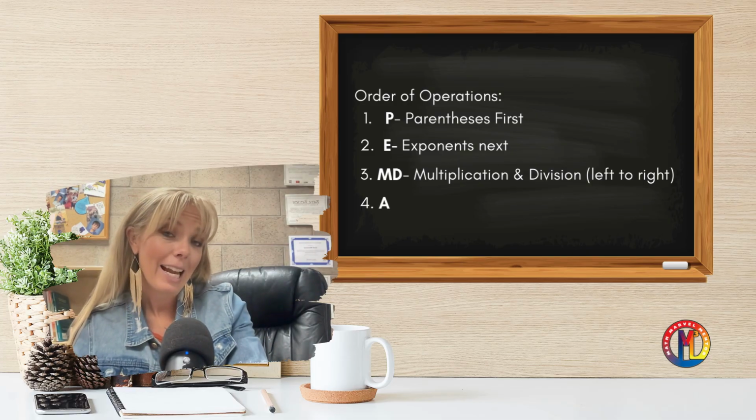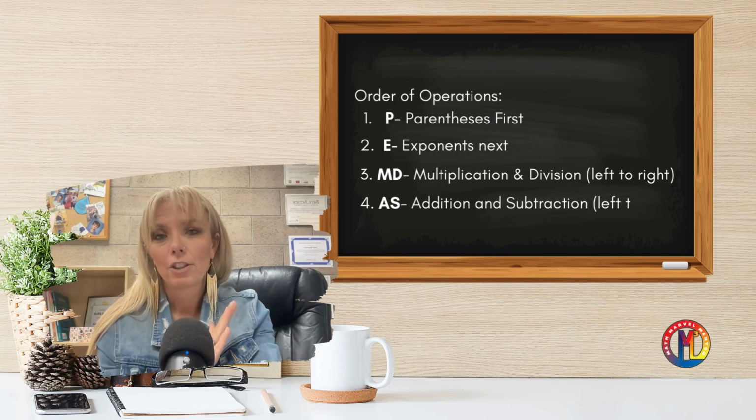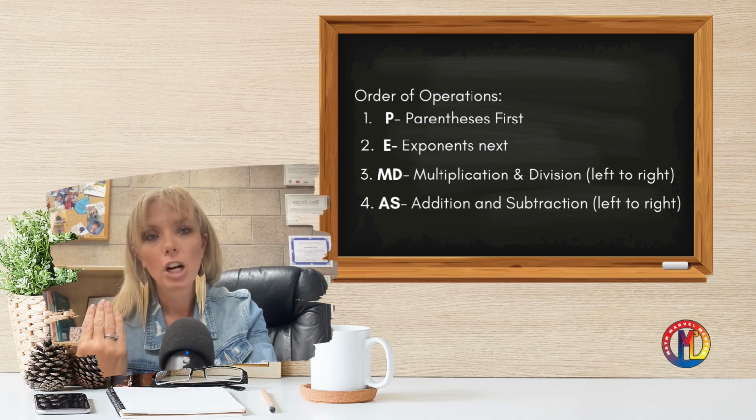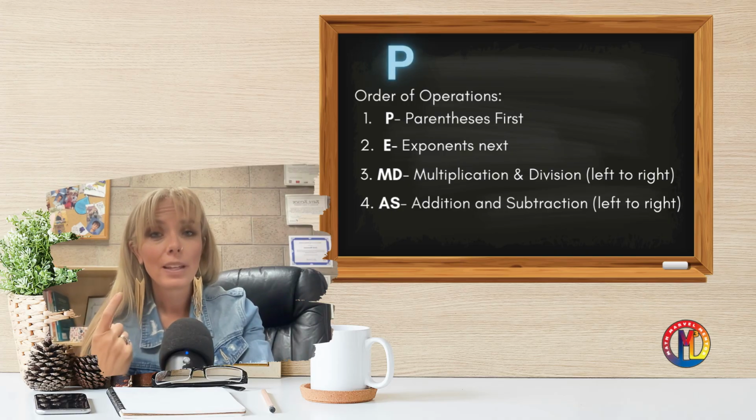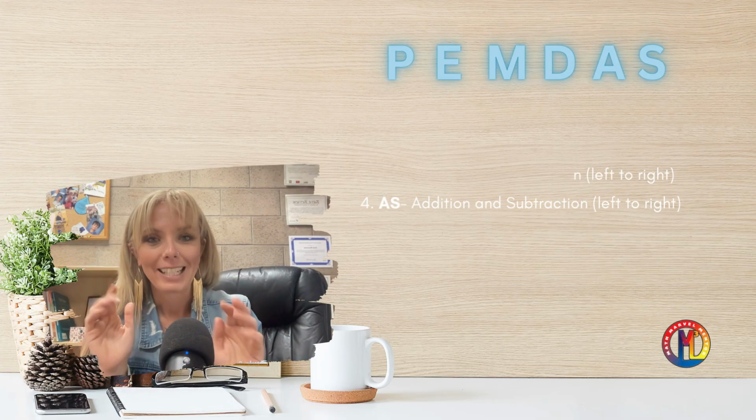Addition and subtraction is the same way. We move through the problem from left to right. If subtraction comes first, then we subtract. If addition comes first, then we add. So that's our order. We go parentheses, exponents, multiplication or division, adding or subtracting.